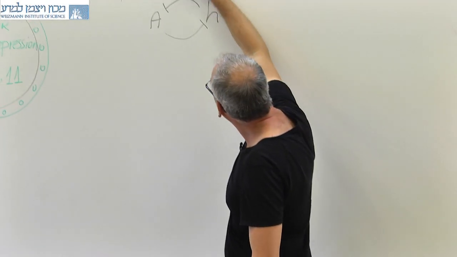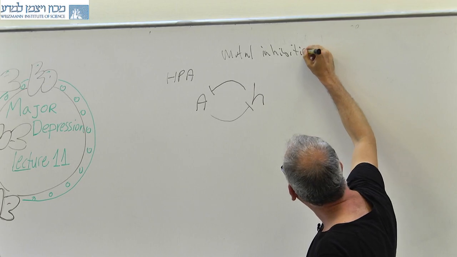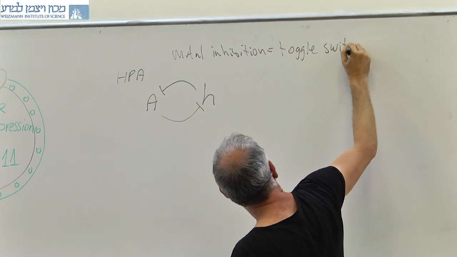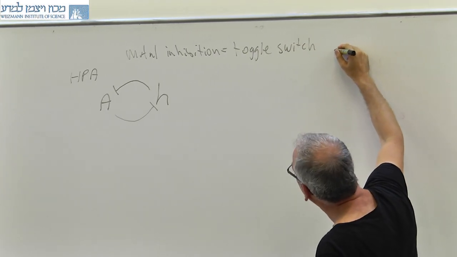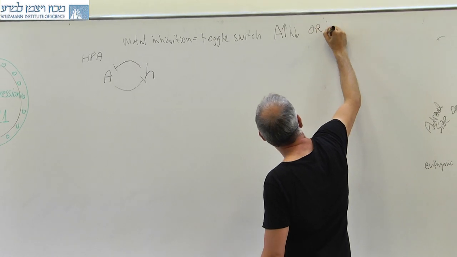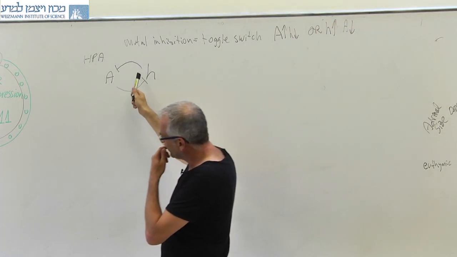Mutual inhibition. It's called in systems biology a toggle switch. It's large A and small h, or large H and small A. So we want to analyze this circuit.